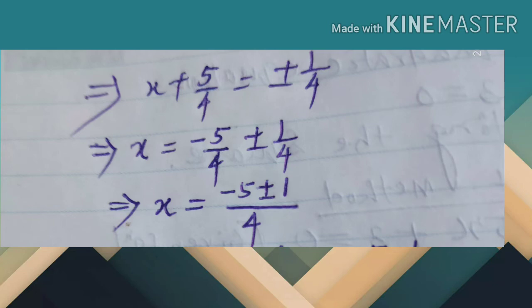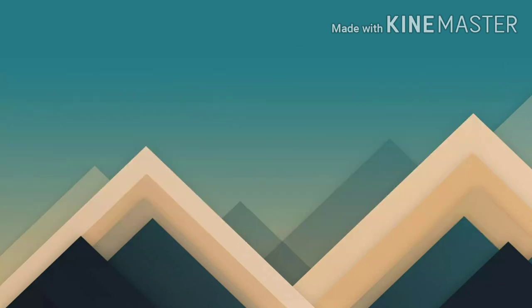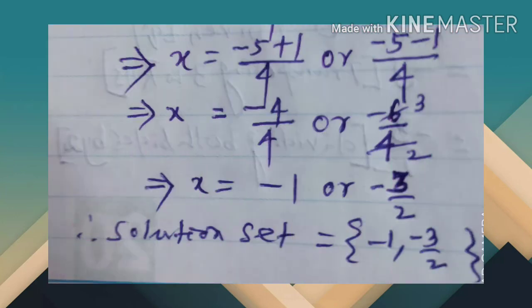This implies that x is equal to minus 5 by 4 plus or minus 1 by 4. This implies that x is equal to minus 5 plus or minus 1 whole divided by 4. This implies that x is equal to minus 5 plus 1 by 4, or x is equal to minus 5 minus 1 whole divided by 4. This implies that x is equal to minus 4 by 4, or x is equal to minus 6 by 4. This implies that x is equal to minus 1 or x is equal to minus 3 by 2. Therefore, the solution set is the set having elements minus 1 and minus 3 by 2.